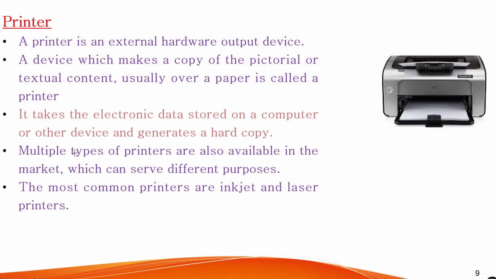Next is the printer. The printer is also an important output device. A monitor is used to display the soft copies of the processed data, and a printer is used to produce the hard copies of the data. This is an external hardware output device which makes a copy of pictorial or textual content, usually on paper, called the printer.